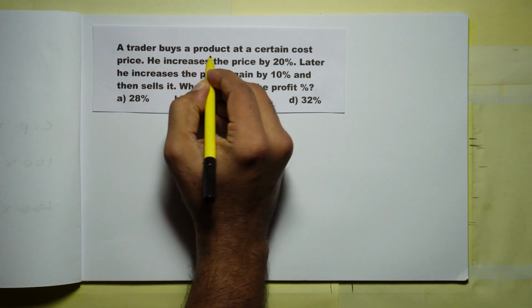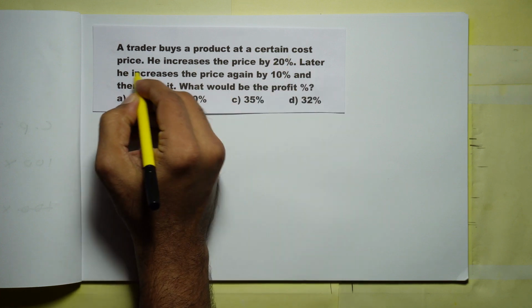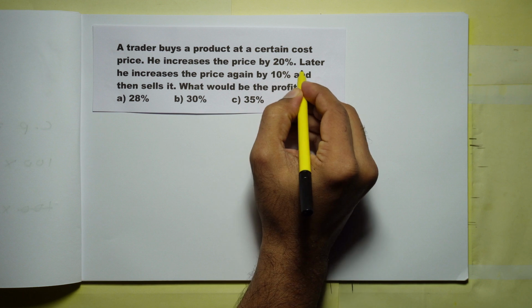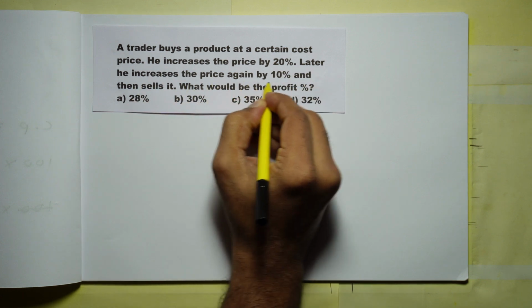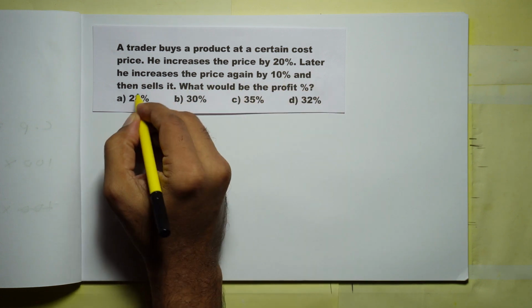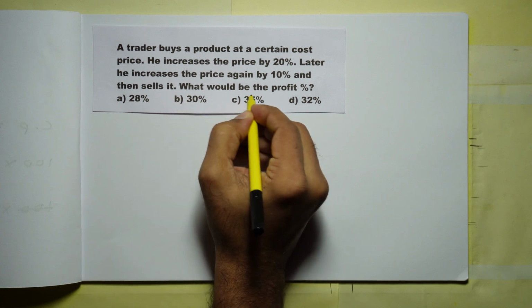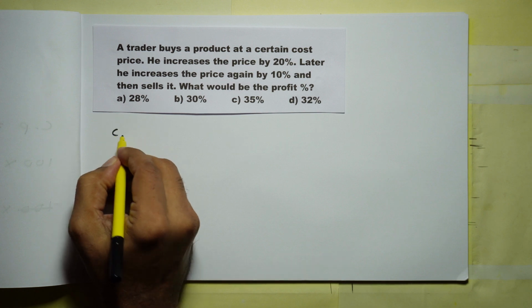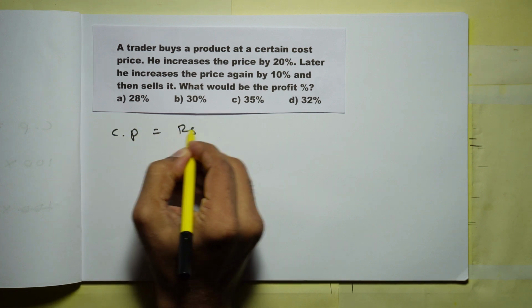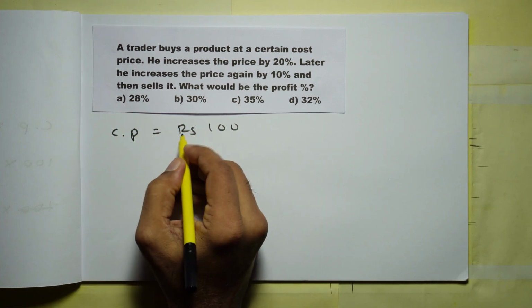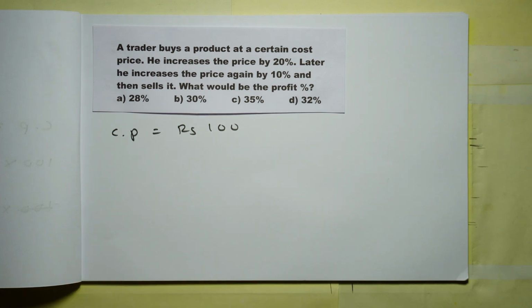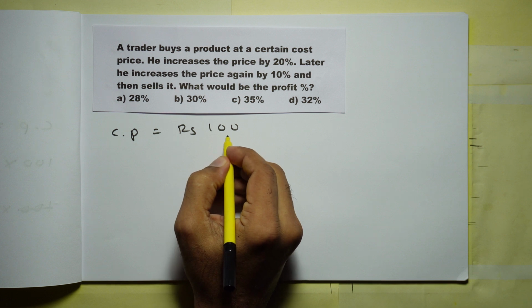A trader buys a product at a certain cost price. He increases the price by 20%. Later he increases the price again by 10% and then sells it. What would be the profit percentage? Now we will assume that the cost price is rupees 100. If you assume it is rupees 100, then the calculations will be easy. That is why we are assuming it to be rupees 100.